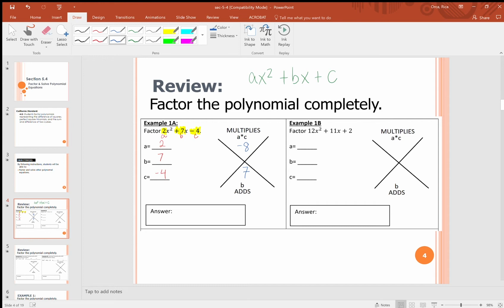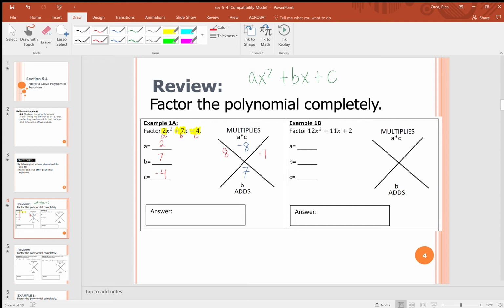Now, we need to think of two numbers that'll multiply to negative 8, but will add up to 7. I'll give you a few seconds to think of those two numbers. Once again, we need two numbers that'll multiply to negative 8, but will add up to 7. So the two numbers are 8 and negative 1. 8 times negative 1 is negative 8. 8 plus negative 1 is 7.